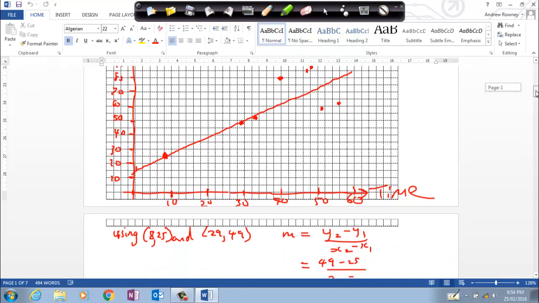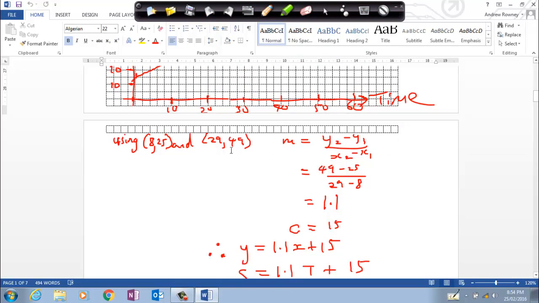and that's what's written here. So it's 49 take 25 over 29 take 8, and we get 1.1. To get the y-intercept, you can see over here it's cutting the y-axis at around about 15, so we can say the y-intercept is 15. And so therefore y equals mx plus c is that equation there.